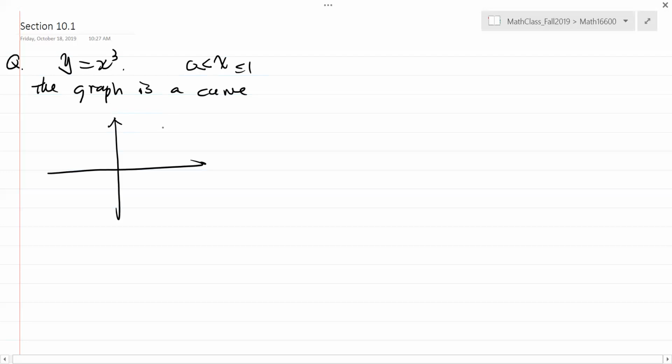So this is a piece of the graph, okay? The starting point is 0, 0, then the end point is 1 and 1. So how do you describe this curve as a curve? You can describe the curve because the curve is a one-dimensional object, so you can use one parameter to describe all the points, okay? Consider the curve as a graph.